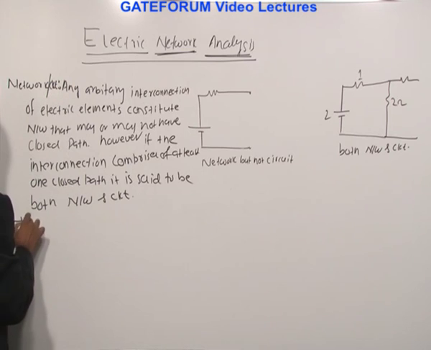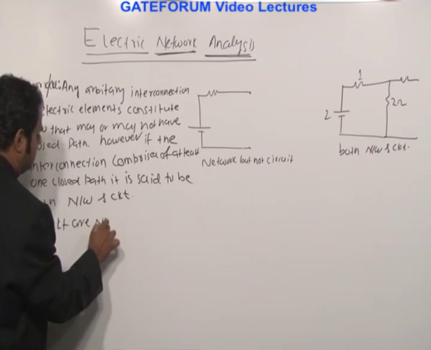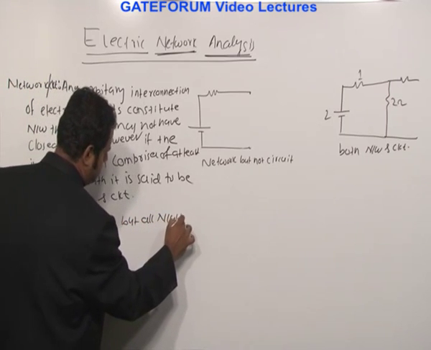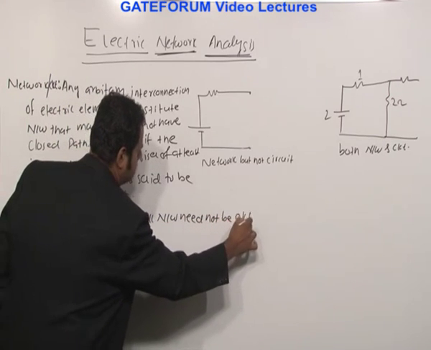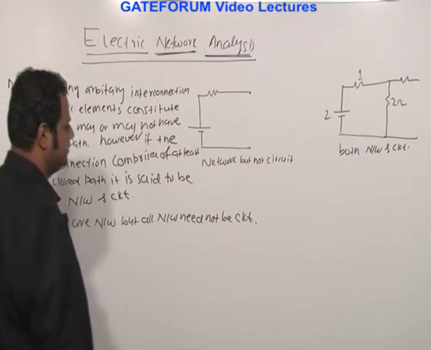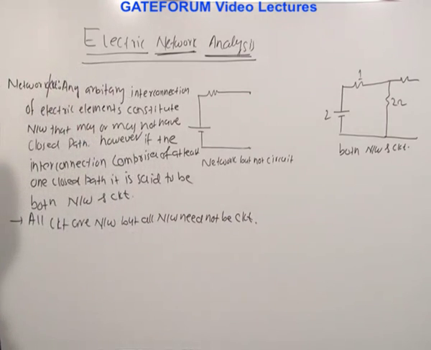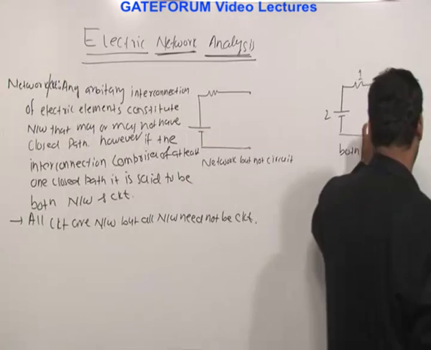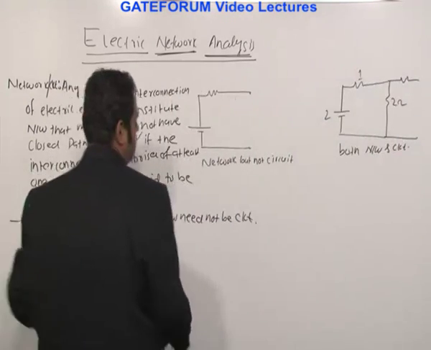One more statement I said: all circuits are networks, but all networks need not be circuits. Shortly we write it as CKT, and we write this as N/W, networks. So this is the difference, and you can draw these two diagrams. This is a network but not a circuit. This is both a network as well as a circuit.